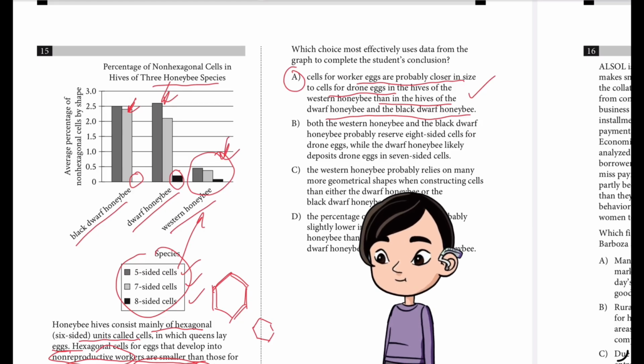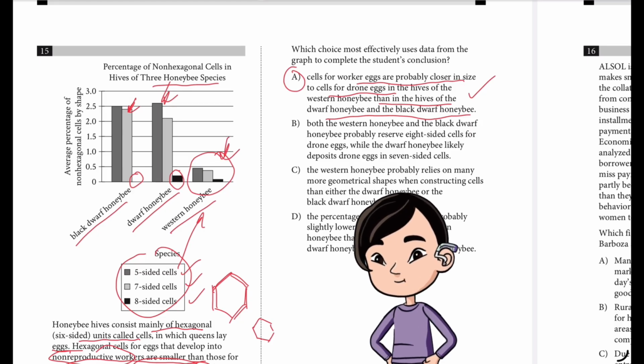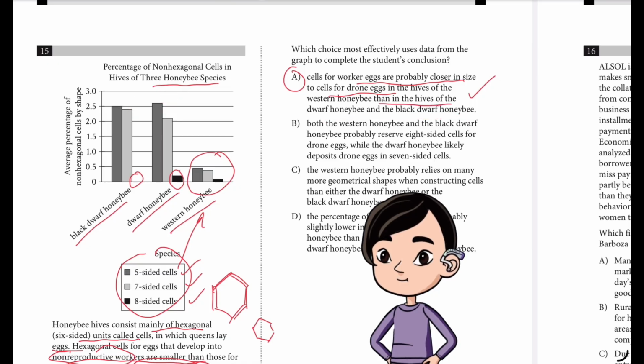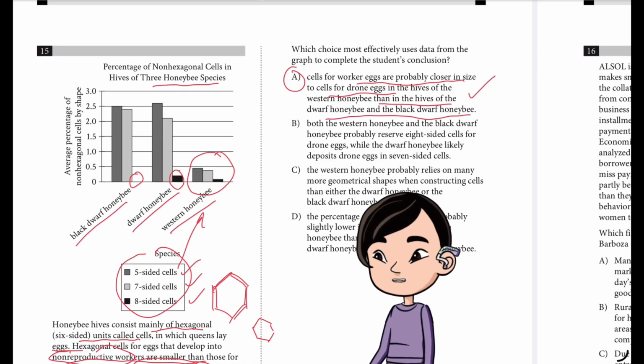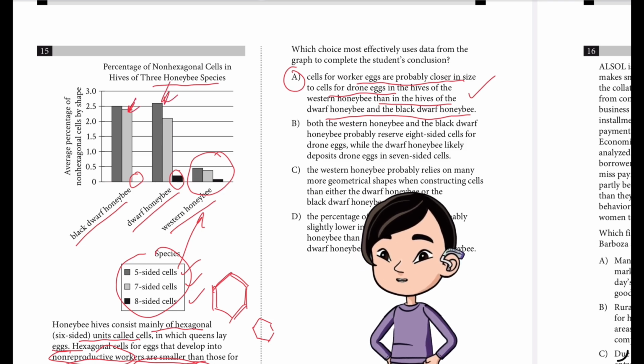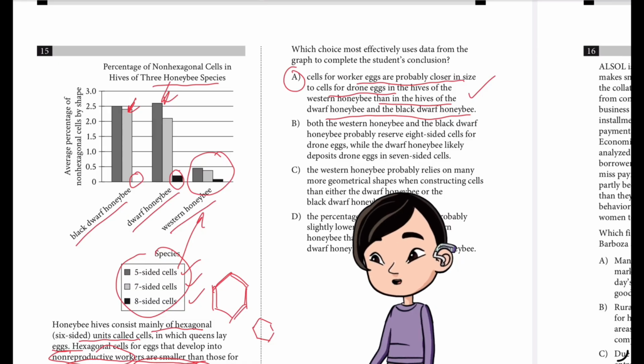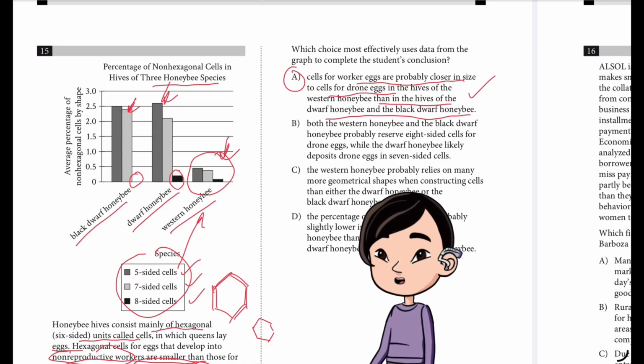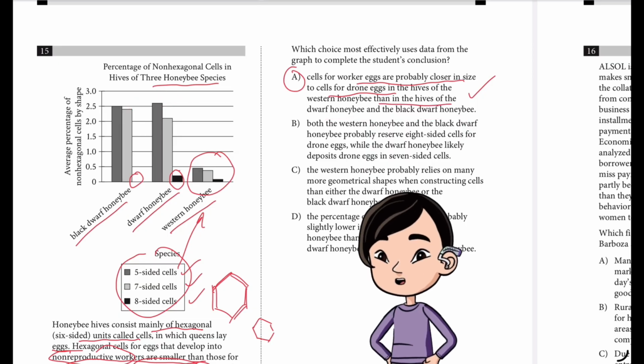For the black dwarf honeybee, the graph displays data only for 5-sided and 7-sided cells, which suggests a total absence of 8-sided cells. Yet this would be only one less non-hexagonal shape than is seen in the western honeybee. Thus, based on the graph, it would be inaccurate to say that the western honeybee relies on many more geometrical shapes than the other two species do.